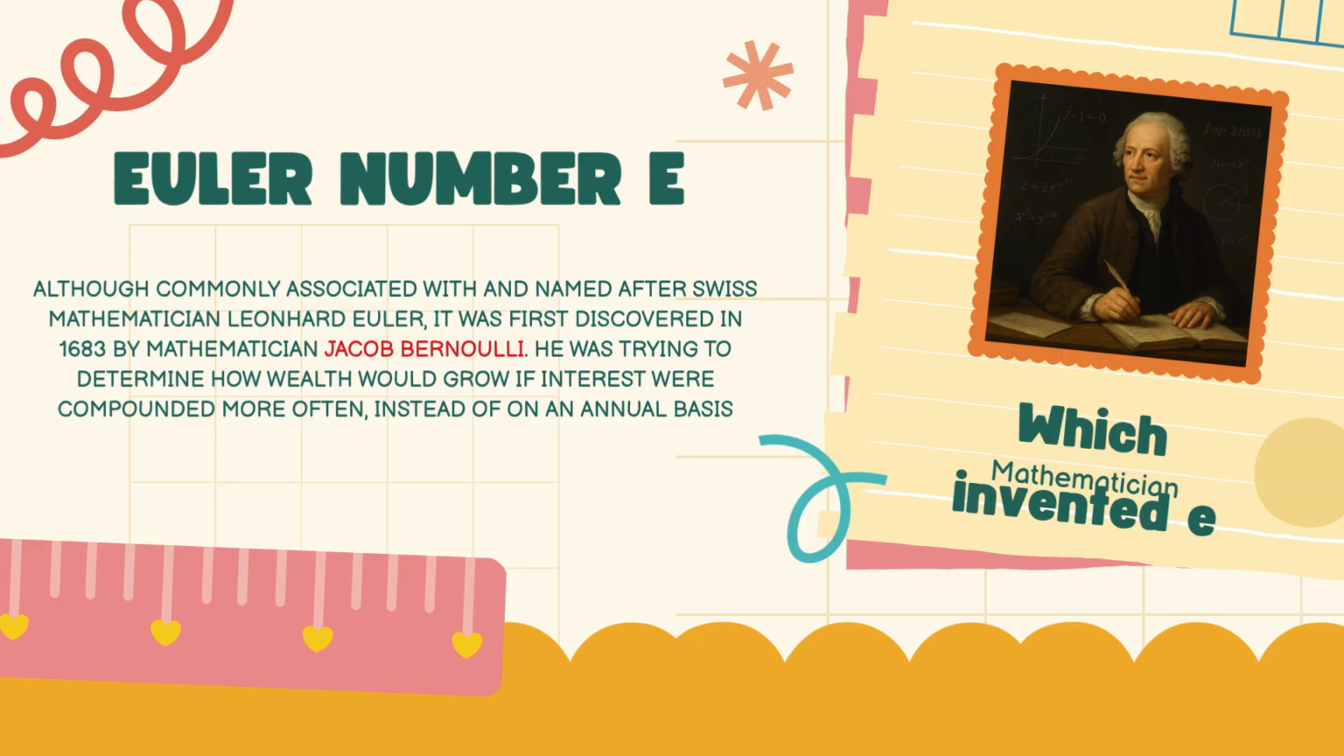Although commonly associated with and named after Swiss mathematician Leonhard Euler, it was first discovered in 1683 by mathematician Jacob Bernoulli. He was trying to determine how wealth would grow if interest were compounded more often, instead of on an annual basis.